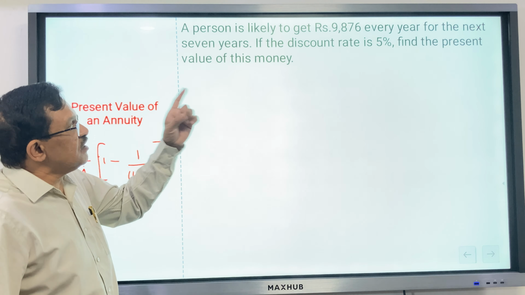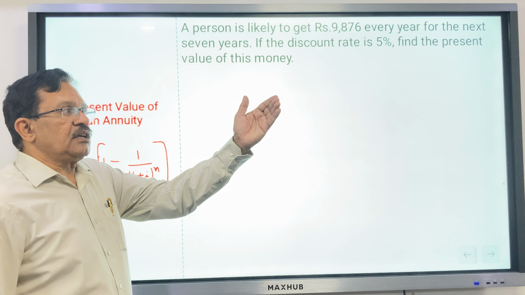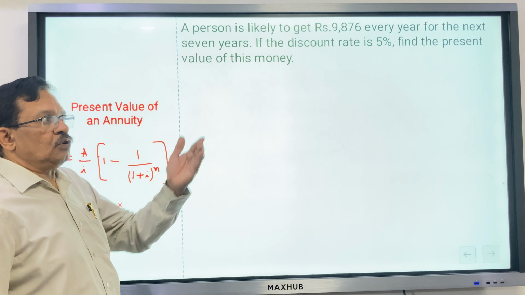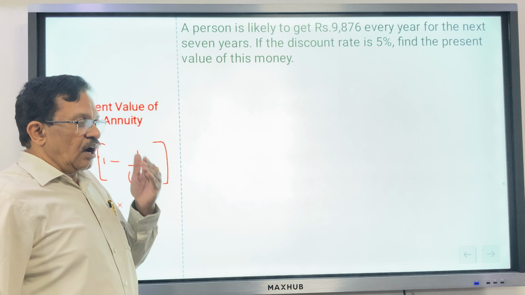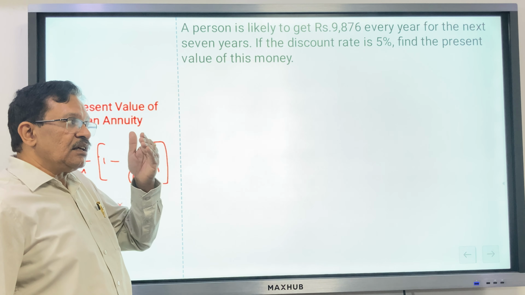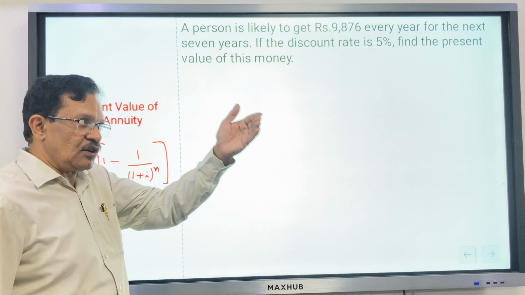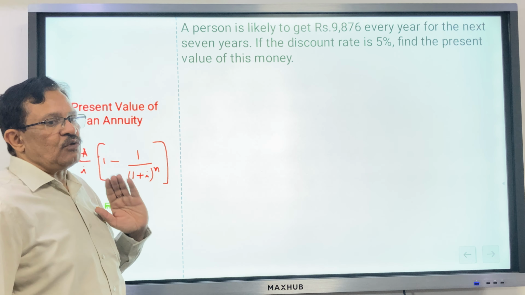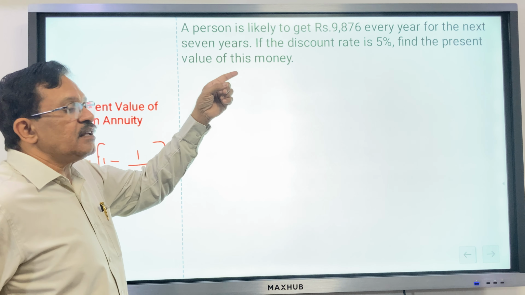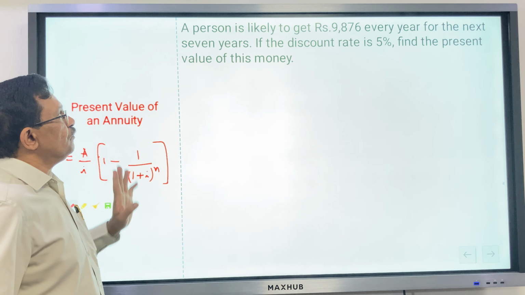So if you are getting 1 rupee at the end of the year, what is the present value? So how much discount we have to do, to understand what is the discount rate through which we are going to discount the maturity value or the future value of money to understand the present value. So you have to understand that this discount rate is now I in our problem.